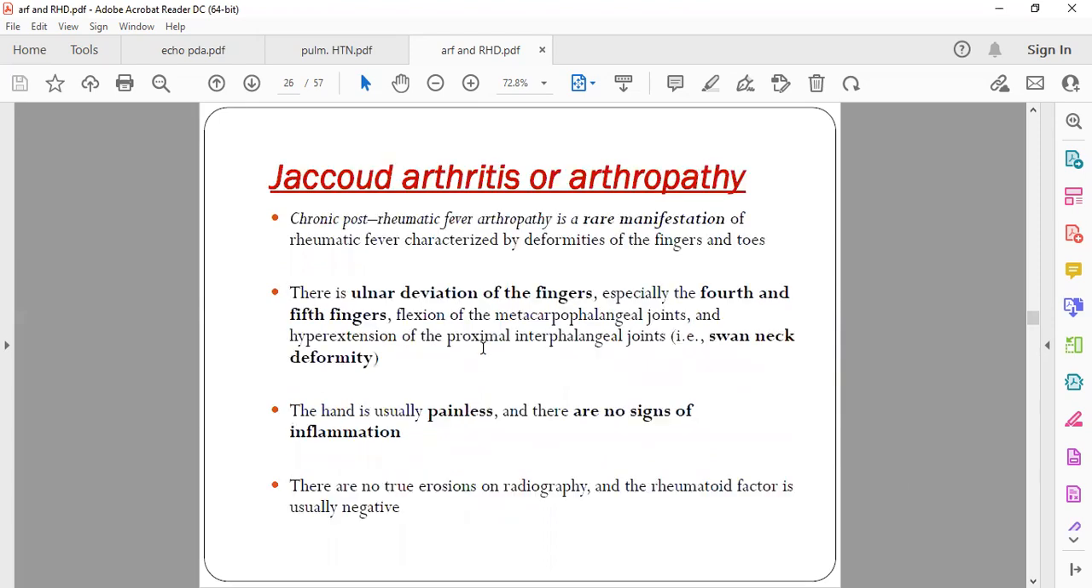Next is Jaccoud's arthritis. Jaccoud's arthritis is a special type of arthritis which is seen very rarely. It is one of the manifestations of chronic post-rheumatic fever arthropathy, and usually affects the small joints. Normally in rheumatic fever, arthralgia affects the large joints, but Jaccoud's arthritis affects the small joints. Fingers are most commonly involved, leading to swan neck deformity, which is flexion of the metacarpophalangeal joint and hyperextension of the proximal interphalangeal joint. That is what is commonly seen in this case.